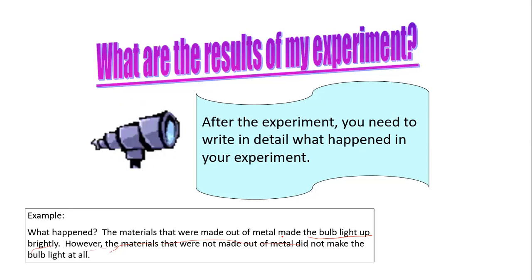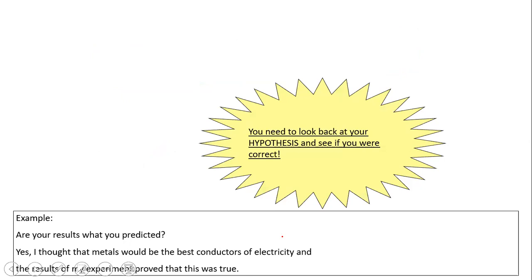So again, the result: the materials made of metal made the bulb light up brightly, while those materials which are not made of metal did not make the bulb light. So based on your statement, you can come up with the result of the study.